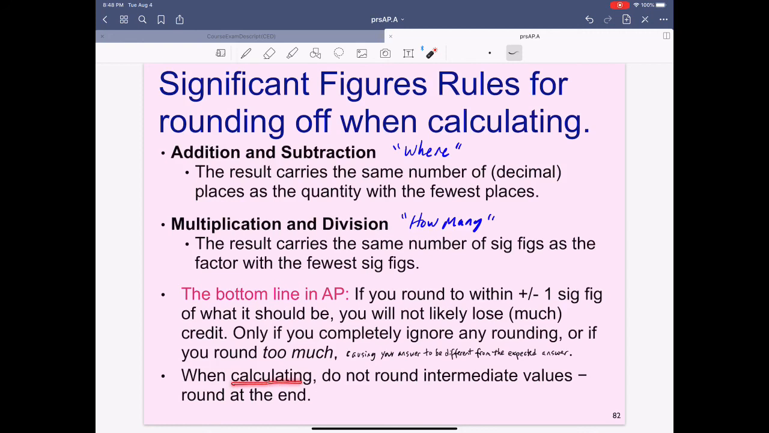When calculating, it is important to not round intermediate values. Carry all the digits in your calculator and do your rounding at the end.